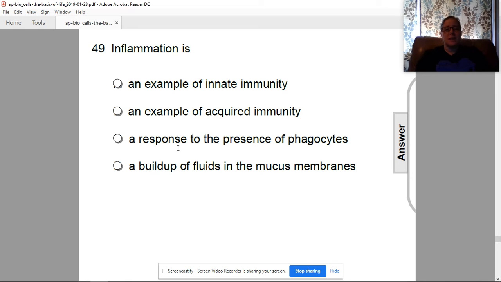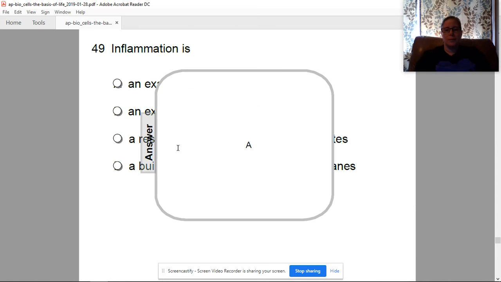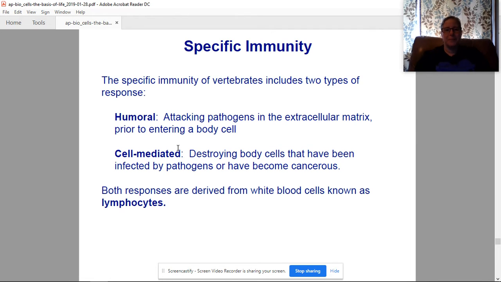All right, inflammation is an example of innate immunity, acquired immunity, a response of the presence of phagocytes, or buildup of fluids in mucous membranes. You say A, innate immunity? Good. Now let's talk specific immunity.